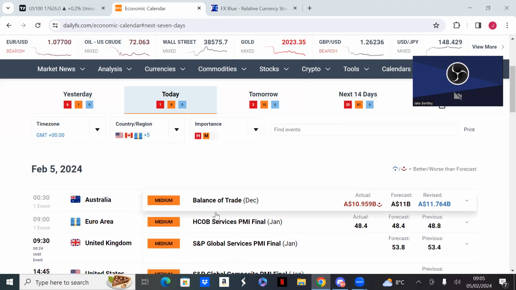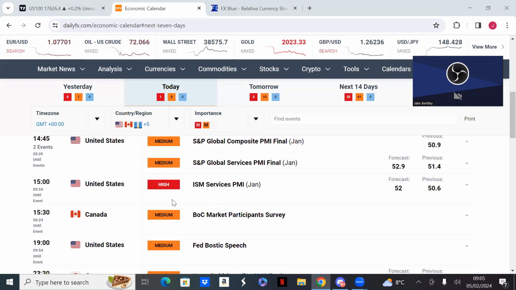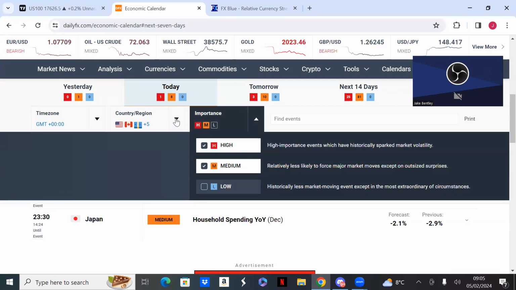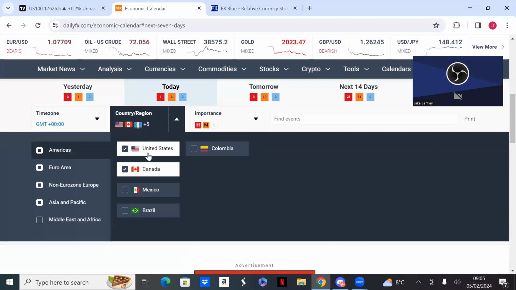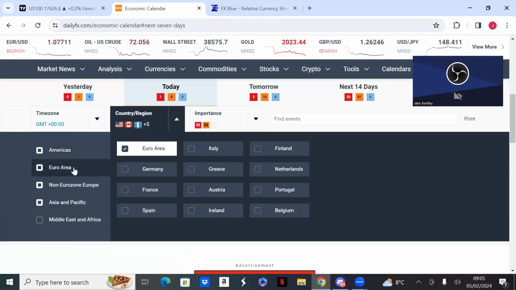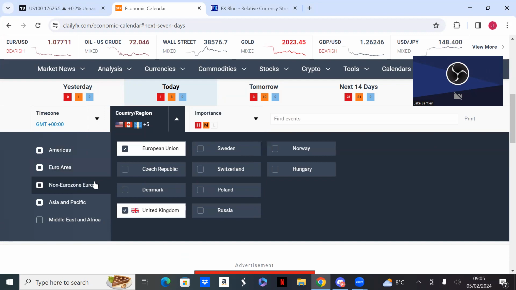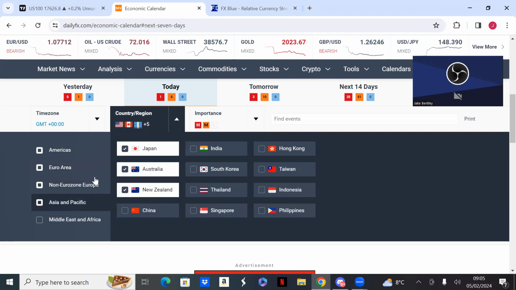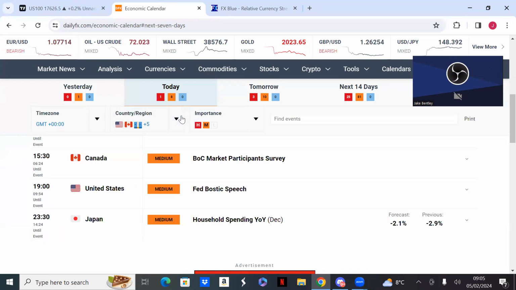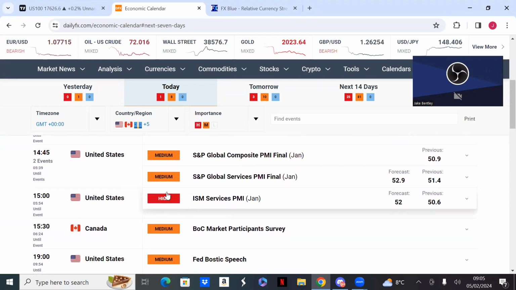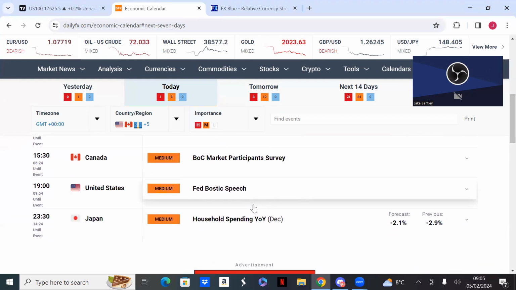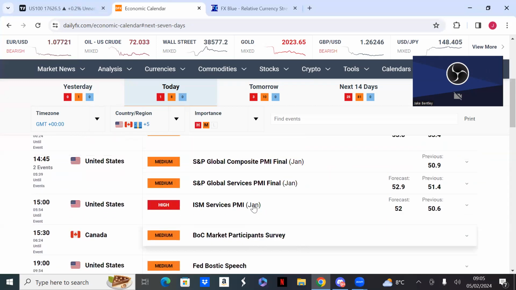So today, what do we have? We've got high impact and medium impact. I've set all my settings so that I've only got high and medium, and the countries are only United States and Canada and all of the main ones. I don't want any of these. If you want all of the specifics, just message me and I'll show you how to do this. So we've only got ISM services later at 1500. That's going to really affect the USD. Not really much because Mondays we don't usually have much.